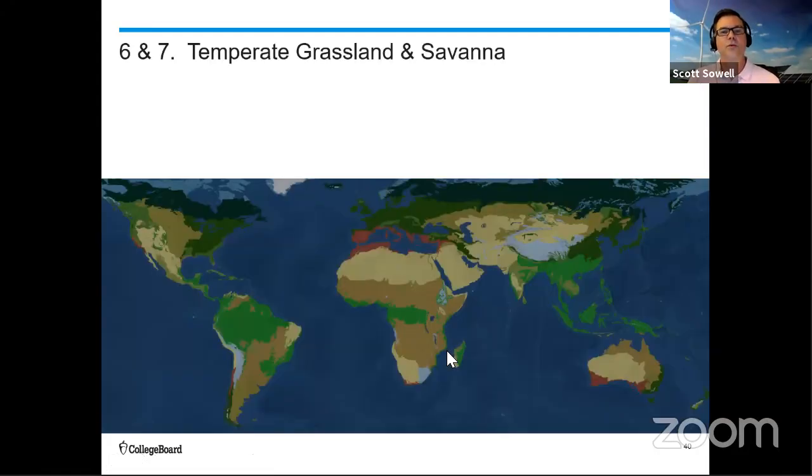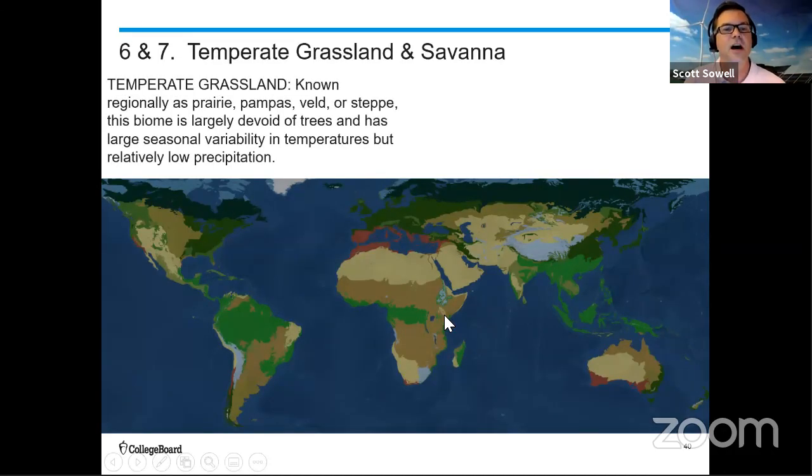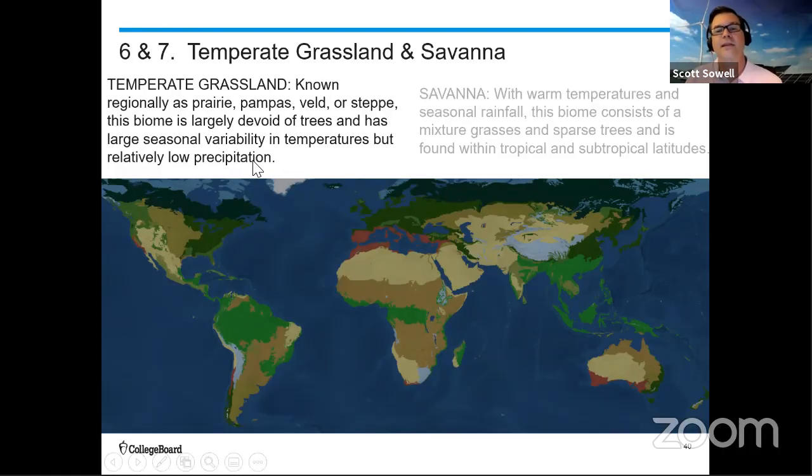All right, so now we're going to go into our two grasslands, temperate grasslands and savanna. So we're going to kind of squish them together in our talk. So temperate grassland, known primarily as prairie, pampas, veld, or steppe. This biome is largely devoid of trees and has large seasonal variability in temperatures, but relatively low precipitation. So grassy, very grassy. And then we have the savanna. With warm temperatures and seasonal rainfall, this biome consists of a mixture of grasses and sparse trees and is found within tropical or subtropical latitudes.